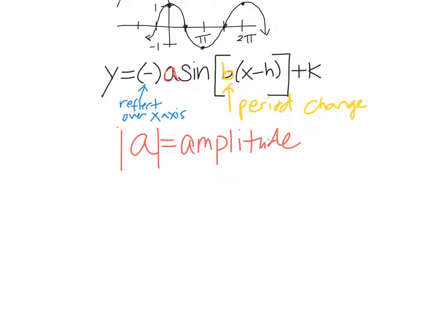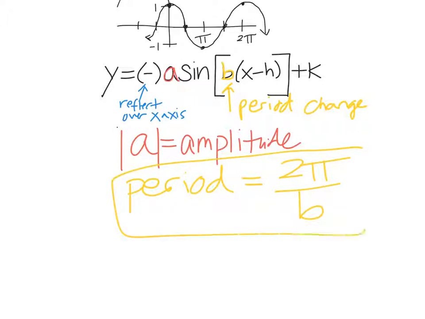Now, it's not always going to be 2 pi. So the period of a sine and cosine graph is always going to be 2 pi over B. That you need to memorize right there.